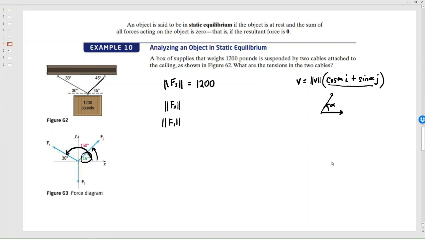So F1 is going to be equal to F1's magnitude times the cosine, and the angle that takes us to F1 is 150 degrees, so that's going to be cosine of 150 degrees i plus the sine of 150 degrees j.